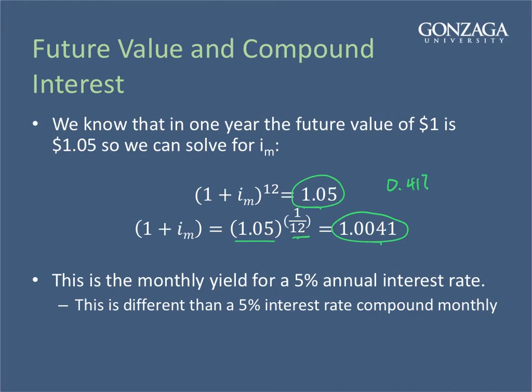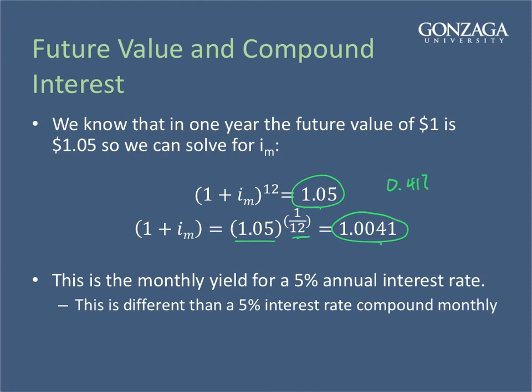So a little bit different, right? The monthly yield for 5%. So you don't just do 5% and divide by 12, right? That won't get you there because you have to account for the monthly compounding. So that's how you would get there if you wanted to do it monthly.